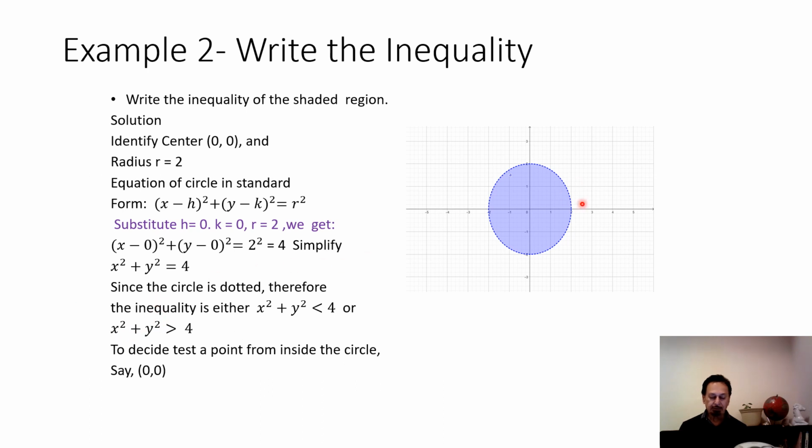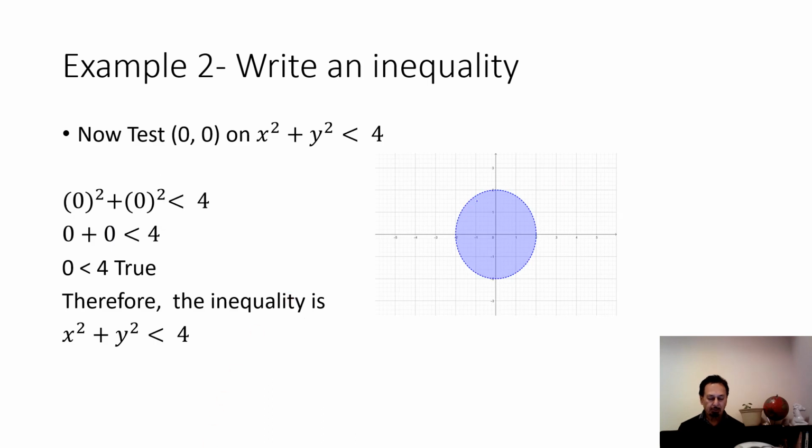Well, as you can see, the circle is dotted, so therefore the inequality is either x squared plus y squared less than 4, or it should be x squared plus y squared bigger than 4. So to decide, we're going to test a point from inside the circle, which is shaded. So let's see, we can pick a point 0, 0. So we'll test this point 0, 0 on this inequality x squared plus y squared less than 4.